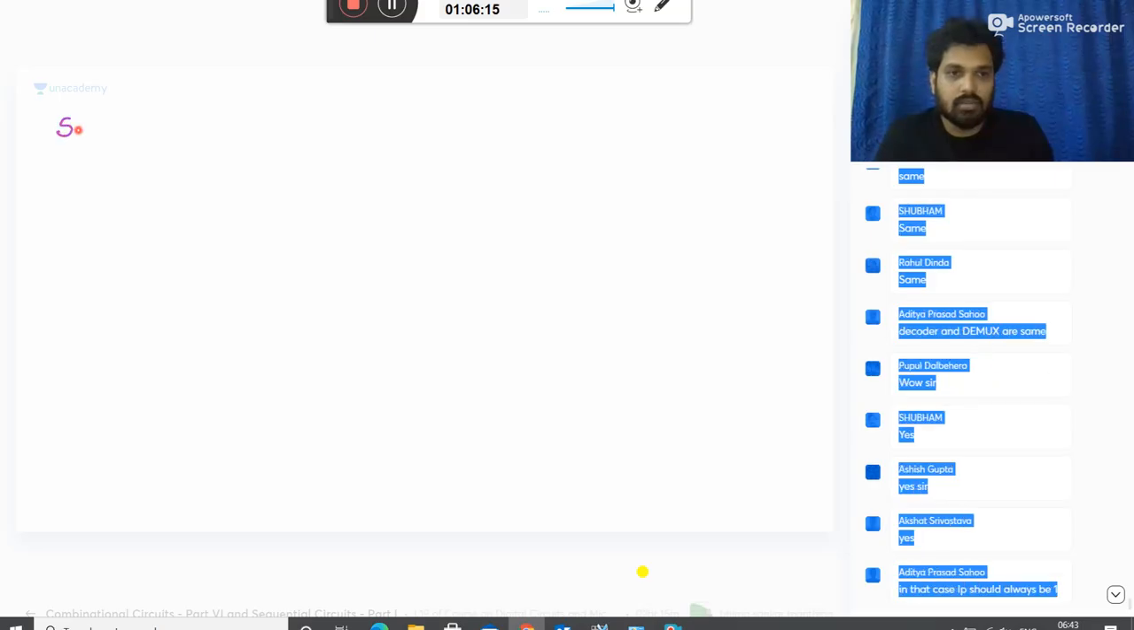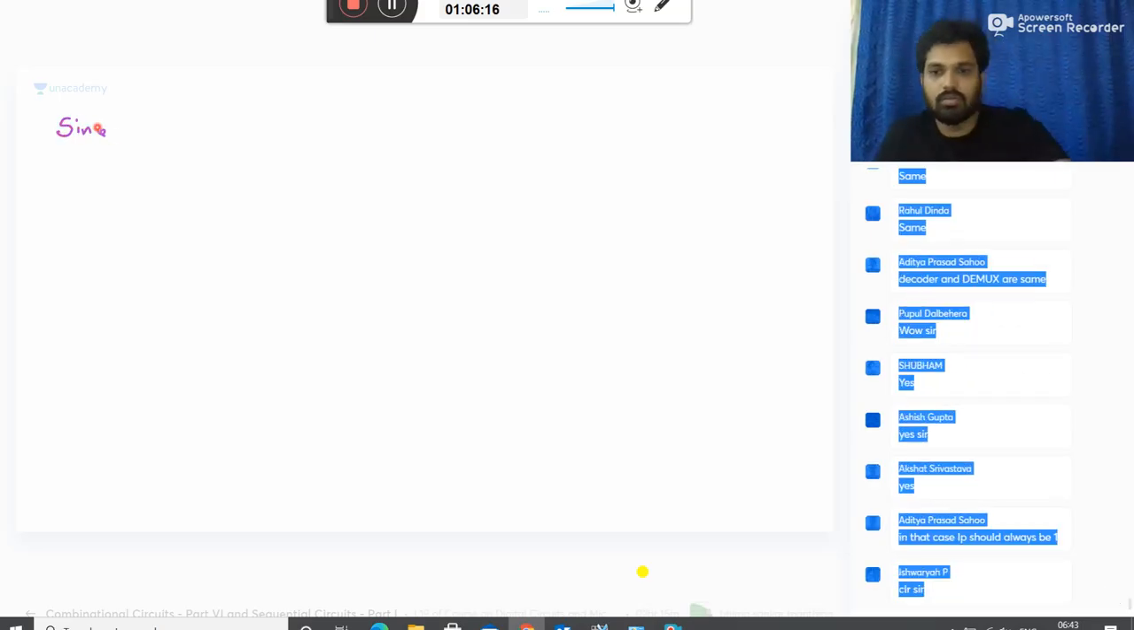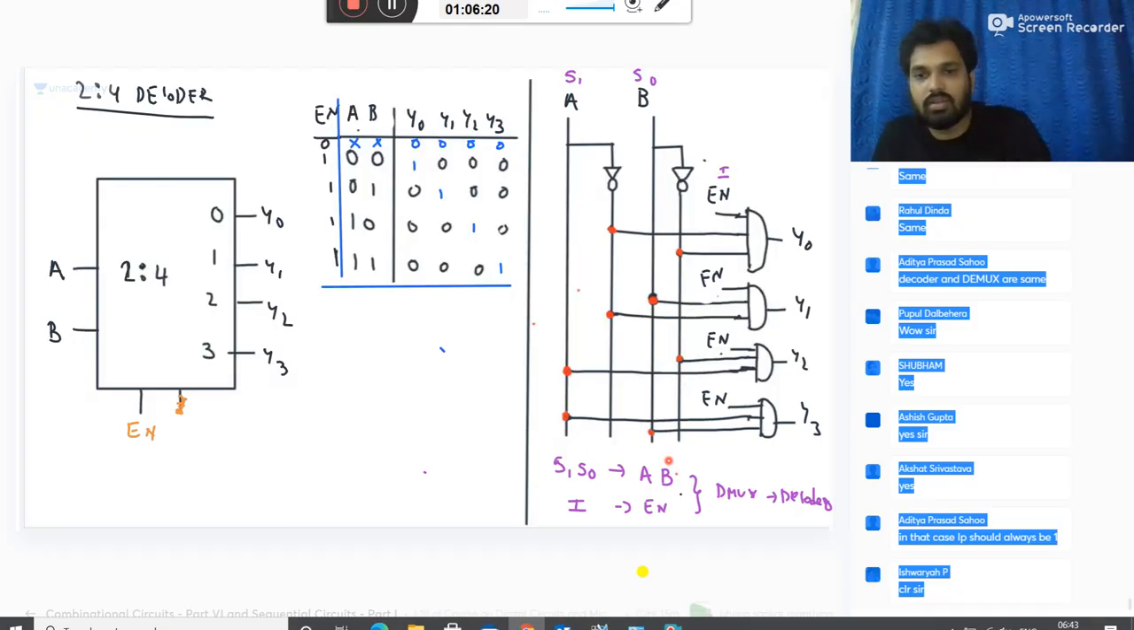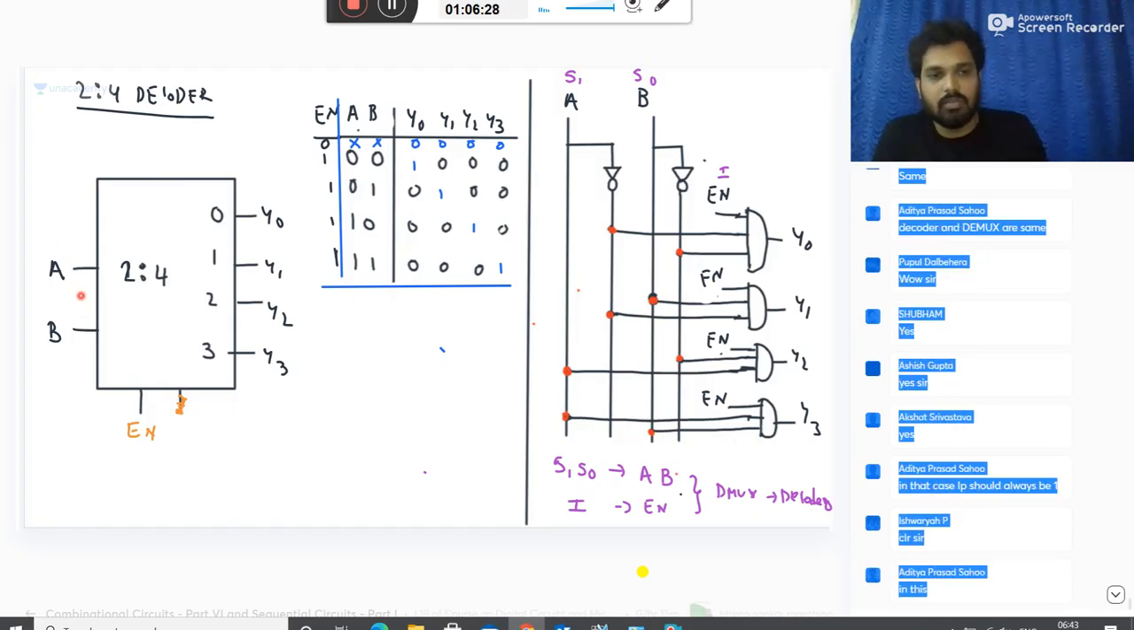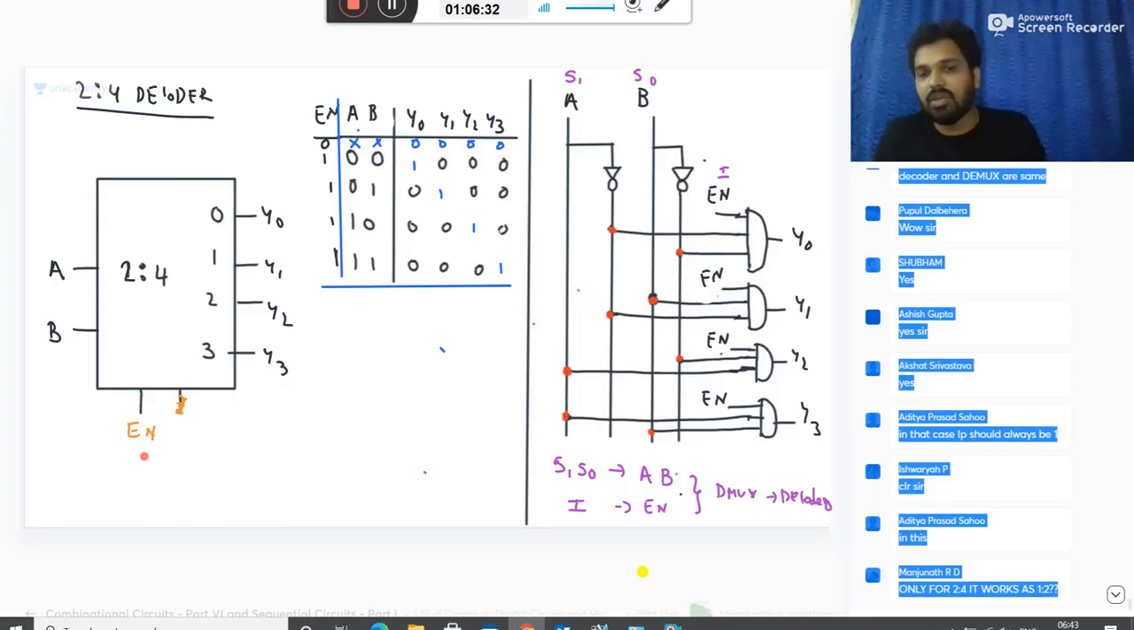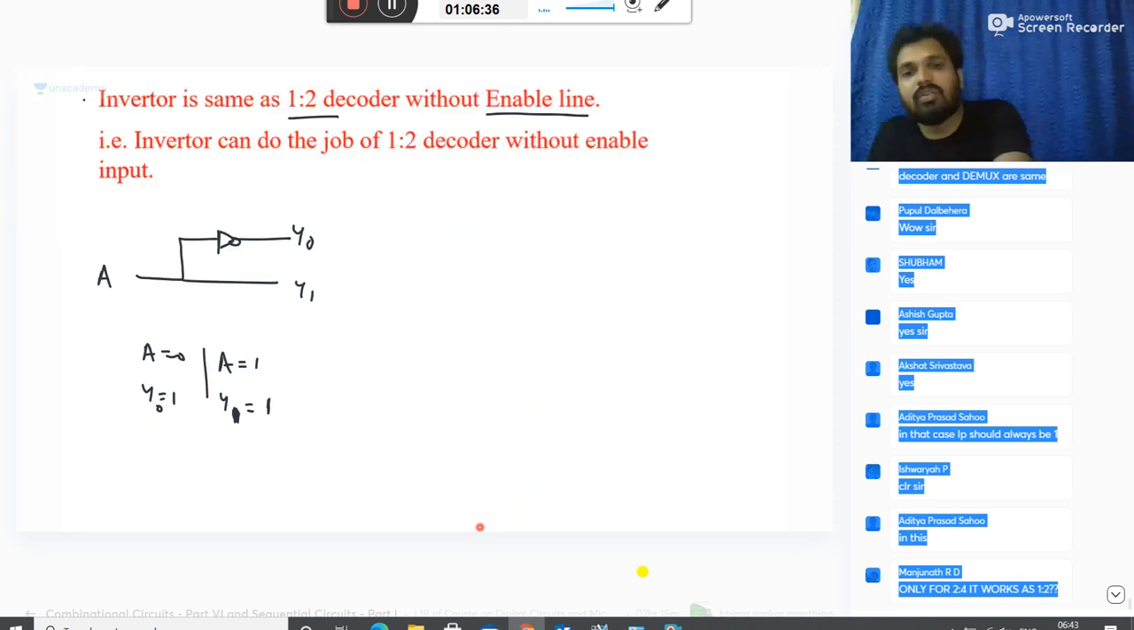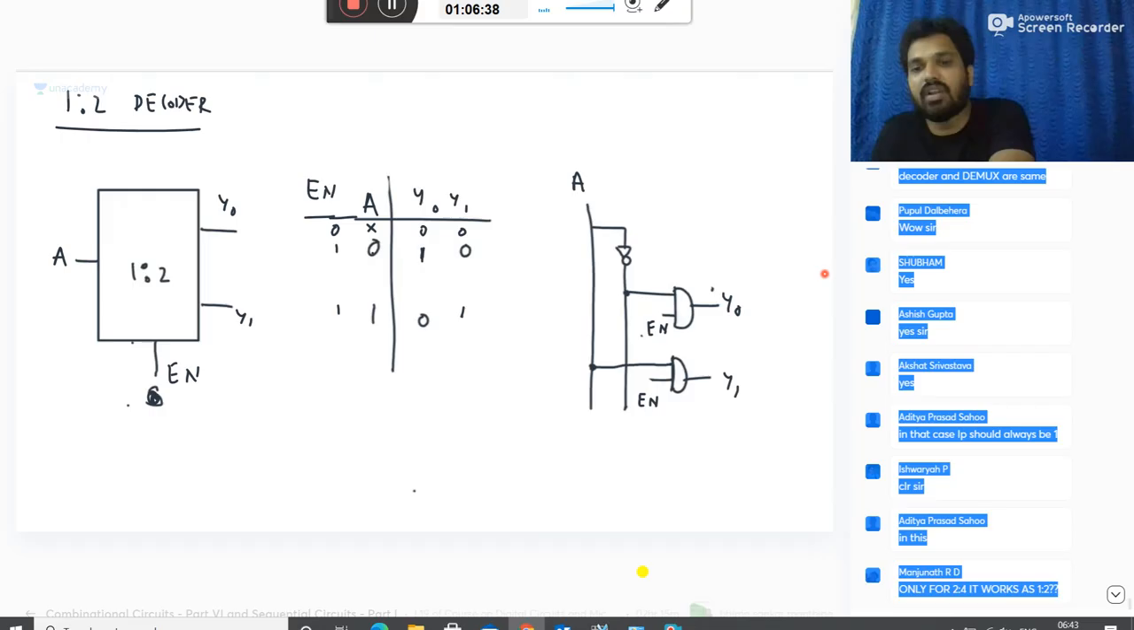Aditya, here input is AB. The way you are taking the inputs is different. Inputs are AB and enable is your input. There, I is here enable. That's all. Not 1 by 2 also, it will work, but 1 by 2 is simple. That's why I have not explained. Same figure, I copy pasted.